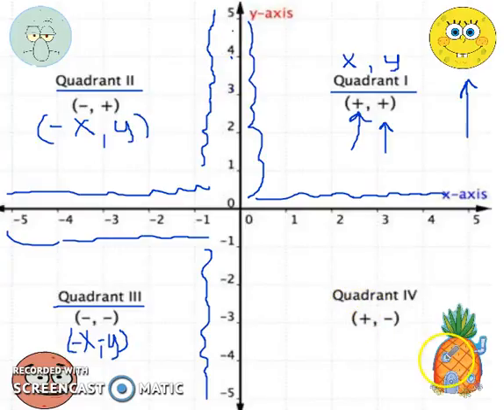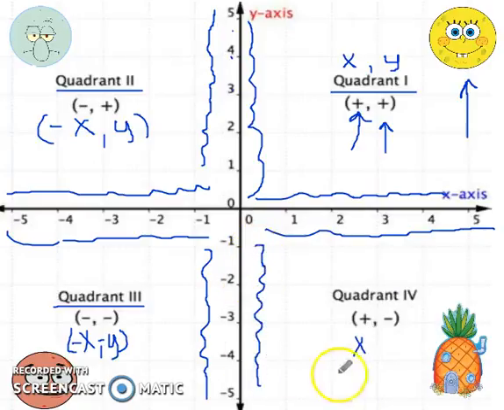So what do you think happens in quadrant 4 where SpongeBob lives, Pineapple Land? Well, notice the x is always the first number in the ordered pair. That's plus. But then your y-axis numbers down here are all negative. So in quadrant 4, the first number is always positive and the second number is always negative. Quadrant 1, quadrant 2, quadrant 3, quadrant 4.